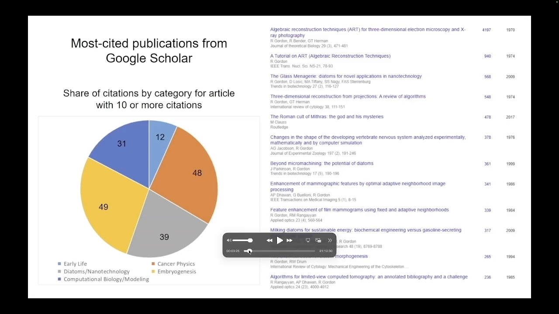I mean, in general, he was a very interdisciplinary scientist, where he would think about questions, which we'll talk about in a minute, and then frame some work around that. And so we have at least 5 areas that he was interested in: early life, diatoms and nanotechnology, computational biology and modeling, cancer physics, which he focused on sort of at the end of his life, and then embryogenesis, which is what DevaWorm was all about.